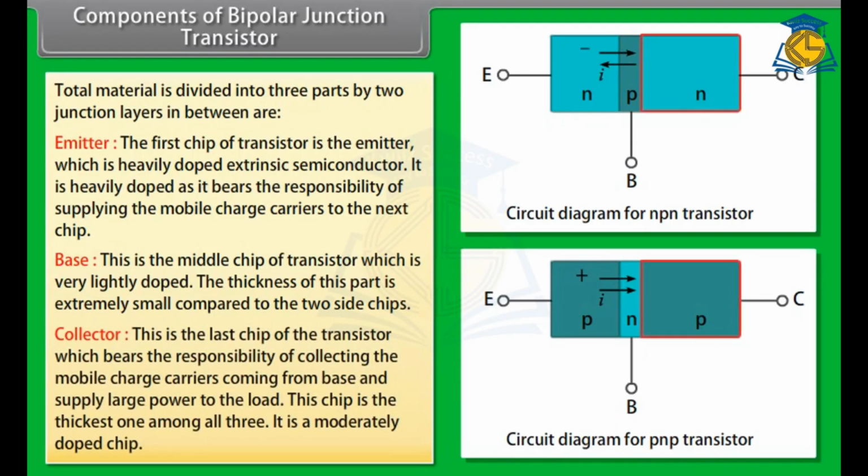Collector: this is the last chip of the transistor, which bears the responsibility of collecting the mobile charge carriers coming from the base and supplying large power to the load. This chip is the thickest one among all three. It is a moderately doped chip.